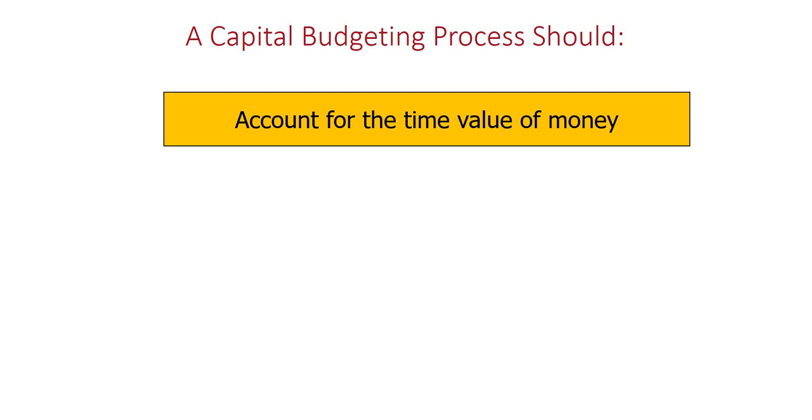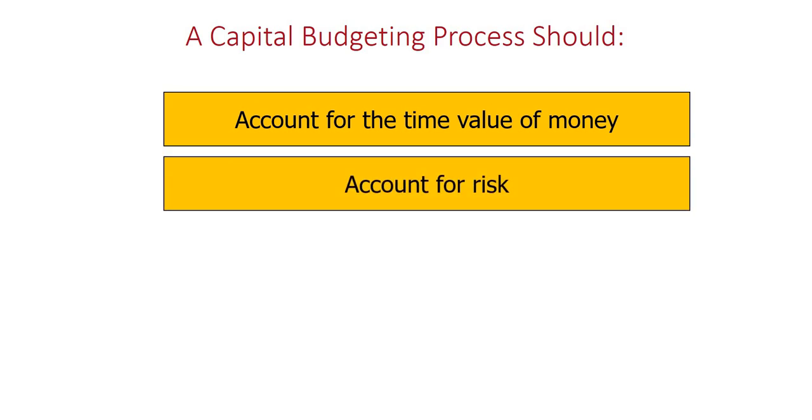Fortunately or unfortunately, there are other methods which do not account for the time value of money. We shall see as we go. It should account for risk. Now, when we're talking about risk, we are looking at the possible uses of the funds. We are looking at the opportunity cost. Is it what we're accepting? Is it the best that we could use the funds for?